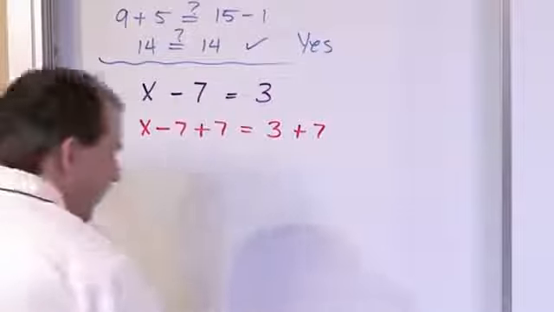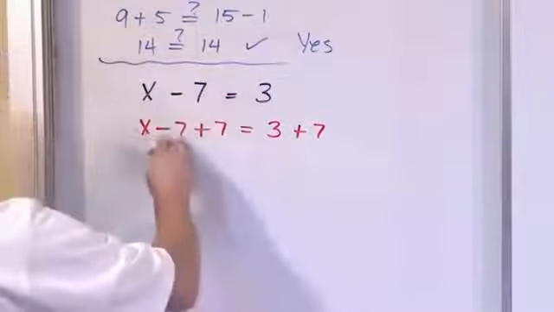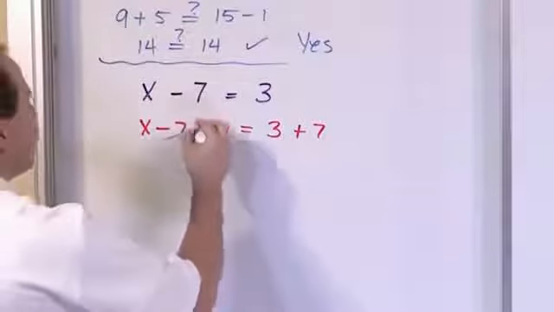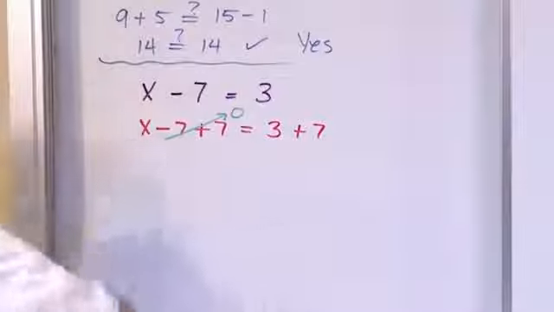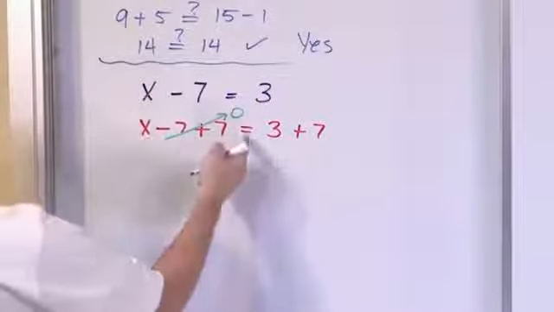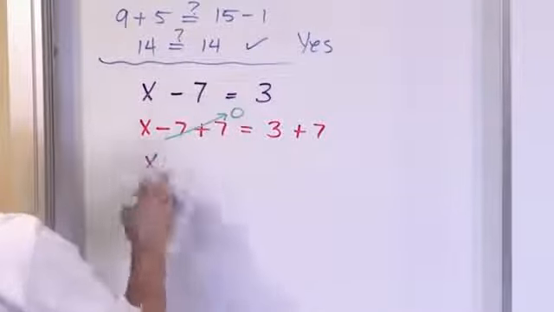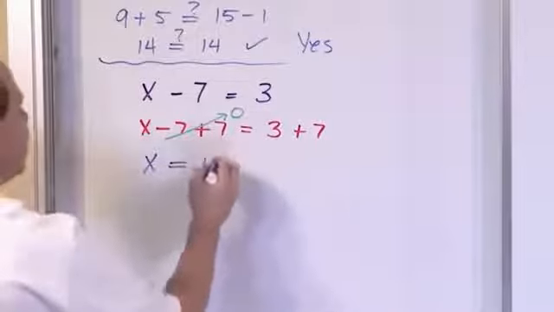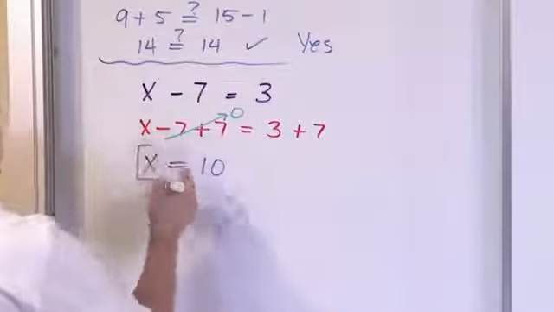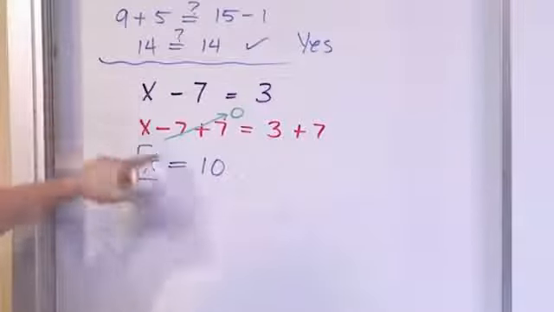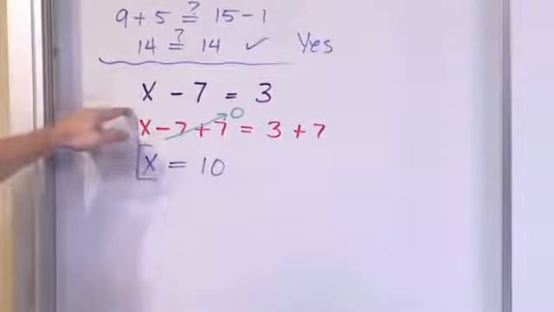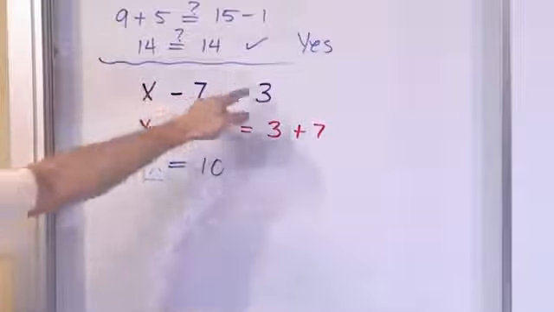Now on the left-hand side, I have negative 7 plus 7. This is going to go to 0. It's going to basically disappear completely. And so because it did that, on the left-hand side of the equal sign, all I have left is x. And on the right-hand side of the equal sign, all I have left is 10. So I get my answer of 10, which is exactly what we know the answer has to be. In fact, you can take the 10, you can stick it back in here. 10 minus 7 is 3.